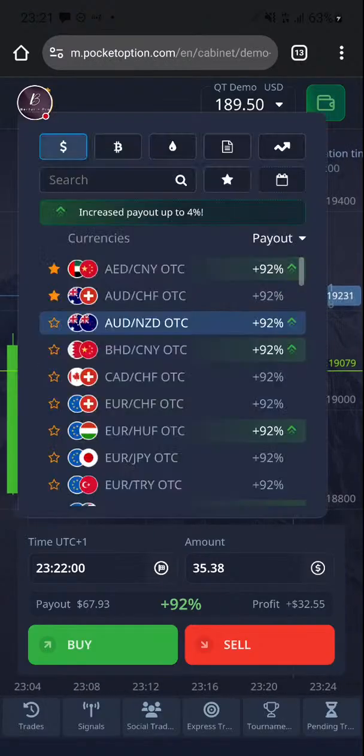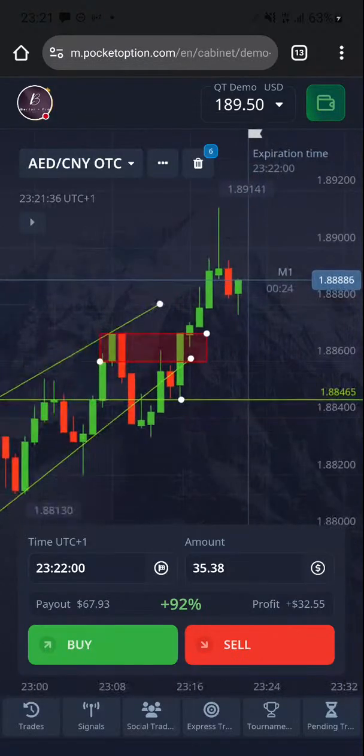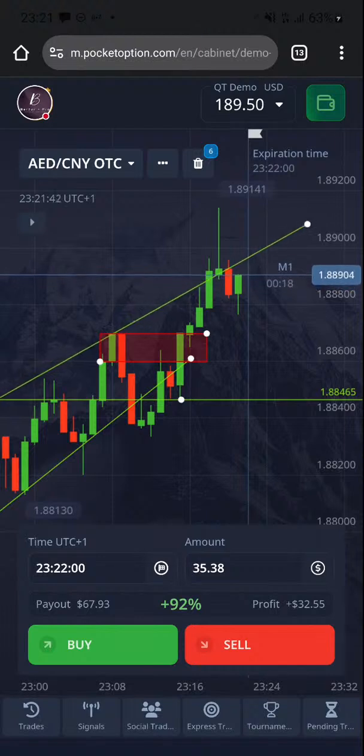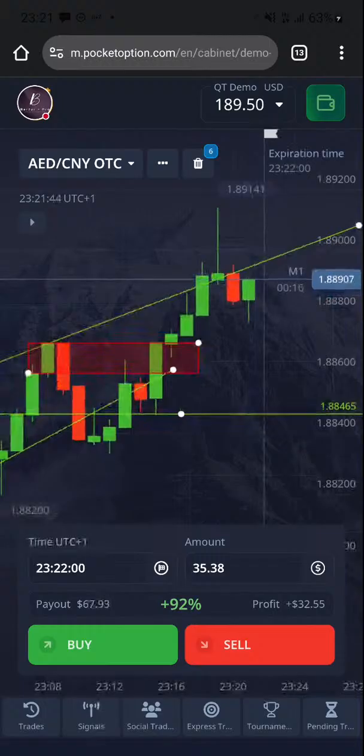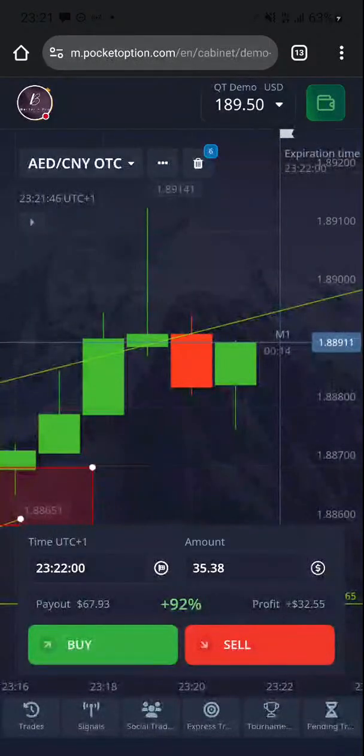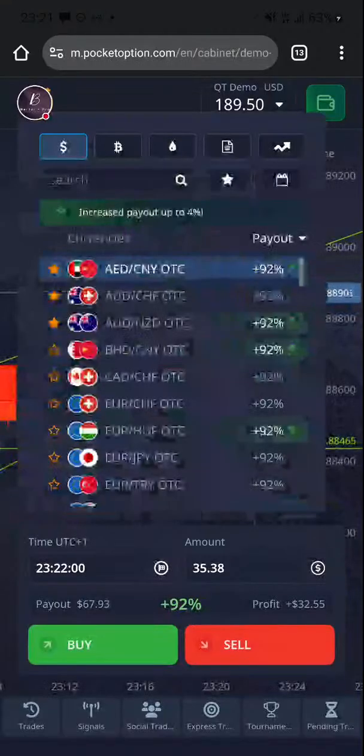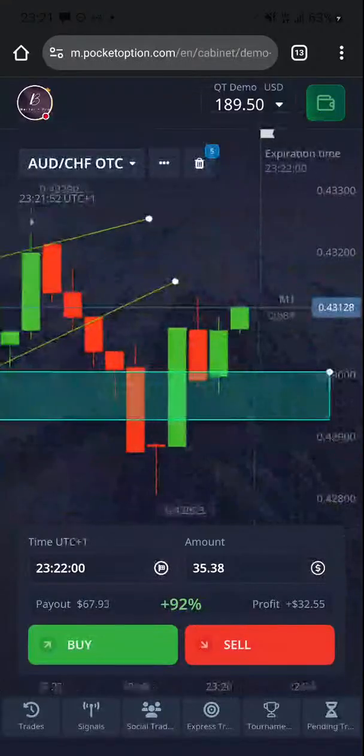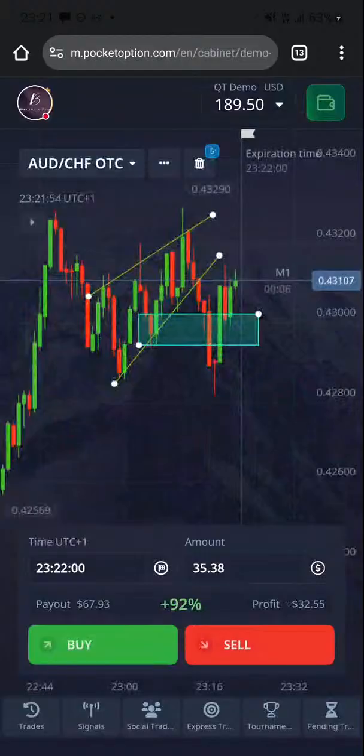You have to make sure that all the rules work. The only rule you need is to make sure you have a higher high. You understand? If you don't have a higher high, then it's not going to work. It's as simple as that. I could have taken this red candle if I was in the market. I could have taken that.